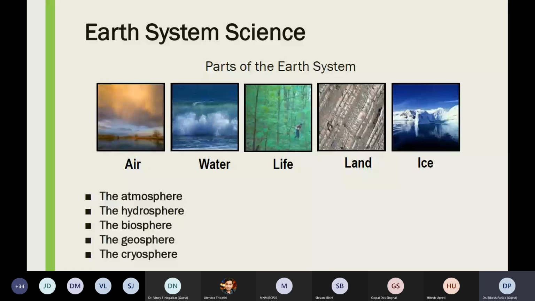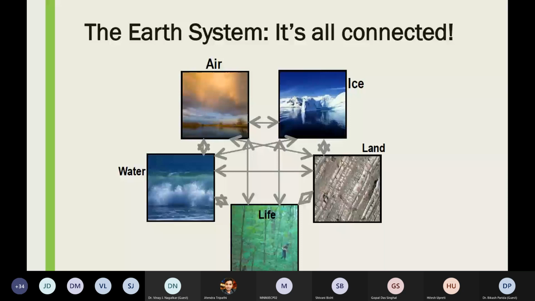And all these parts are actually governing the climate change, because if you see their connections, they are all interconnected. All the 5 components are interconnected, because energy and fluxes are transferred from one sphere, or one system, to another, and that makes climate change more complex.